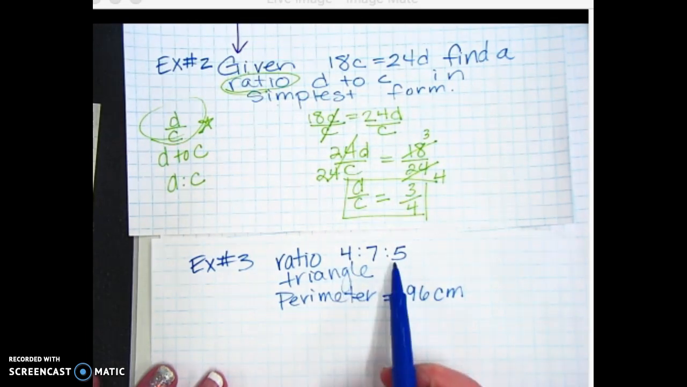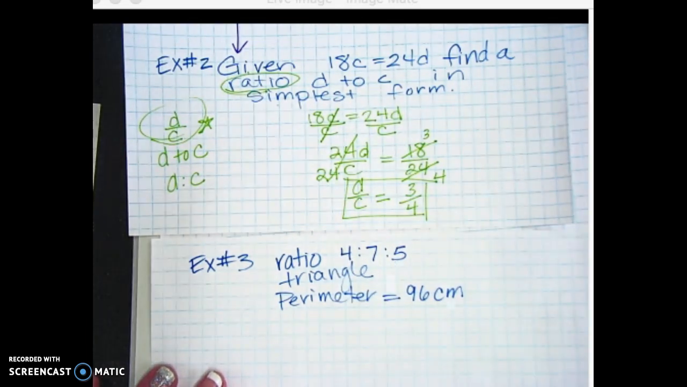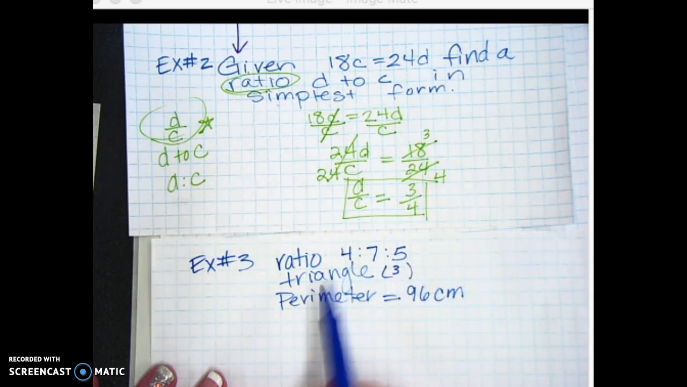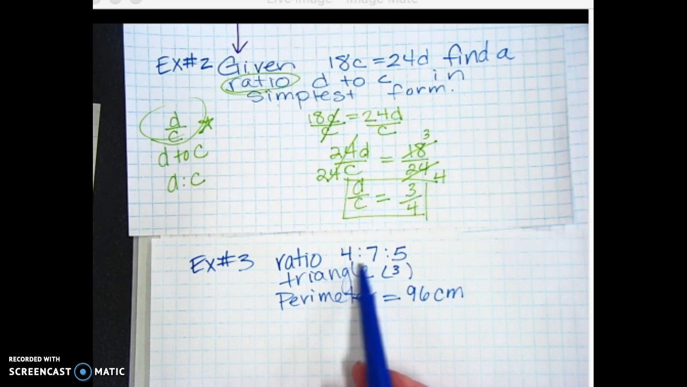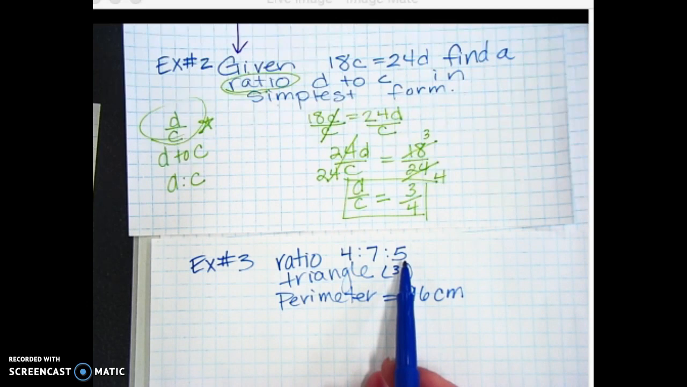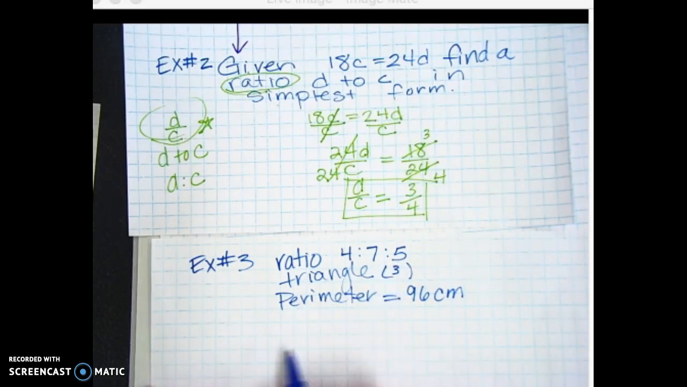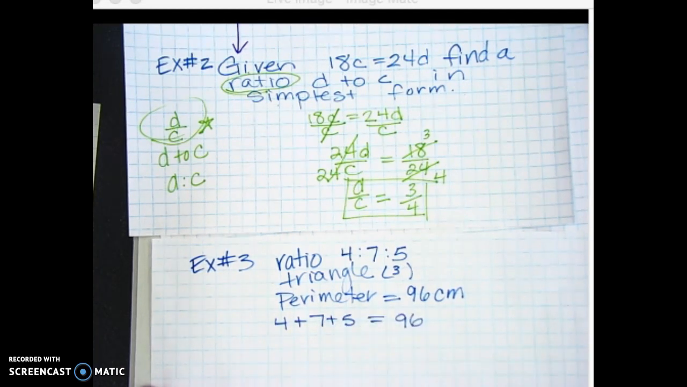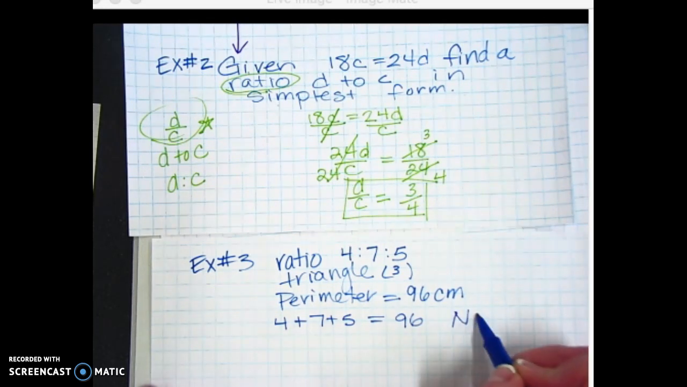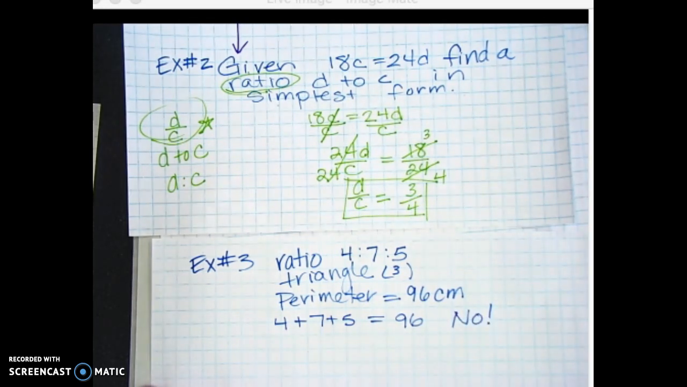Why does it have 3 numbers instead of only 2? Because it's a triangle, right? It's going to have 3 sides. That means one of the sides is in the ratio of 4, one of the sides is in the ratio of 7, and one of the sides is in the ratio of 5. Because if you just took 4 plus 7 plus 5, would you get 96? No. This does not work, right? So how do you do it?